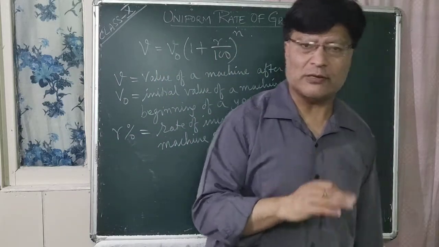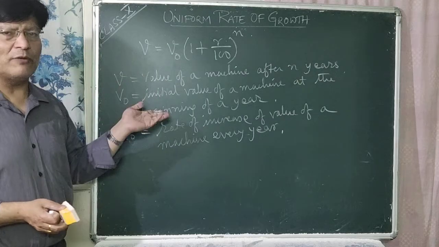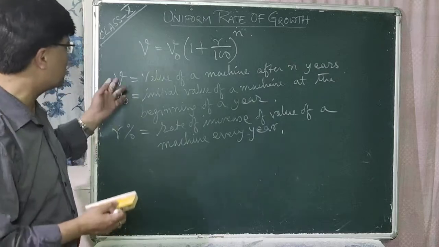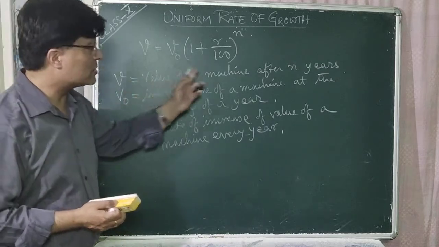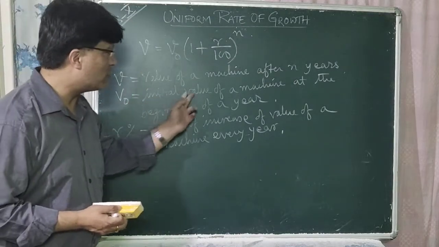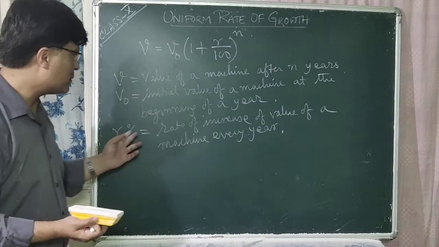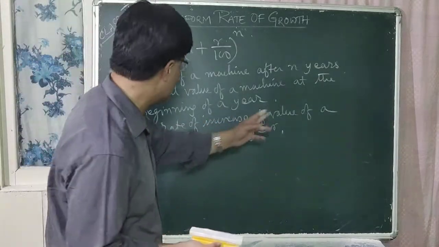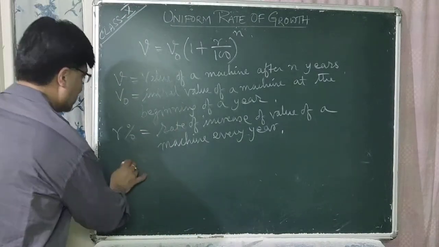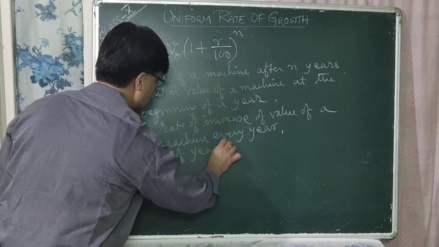due to its constant use, isn't it? Suppose in this case, value of a machine increases. You may take the example of population also. Suppose V is equal to the population of a village after n years. V0 is equal to initial population of a village at the beginning of a year. R percent is the rate of increase of population of a village every year, right? So n is equal to number of years.